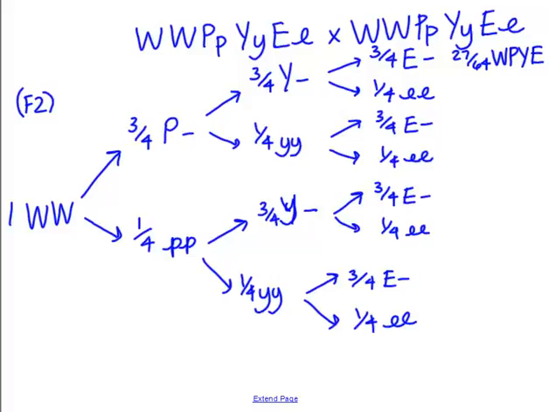Then you have 1 times 3/4 times 3/4 times 1/4. So that's 9/64. Big W, big P, big Y, little e. Now I don't want to confuse you guys, so now we're going here, right?